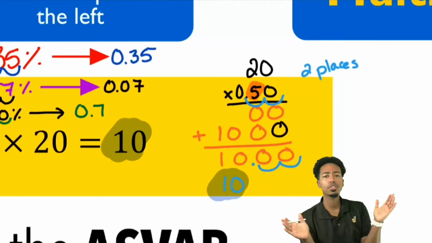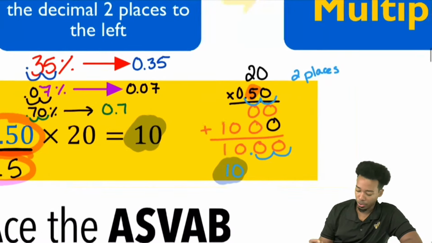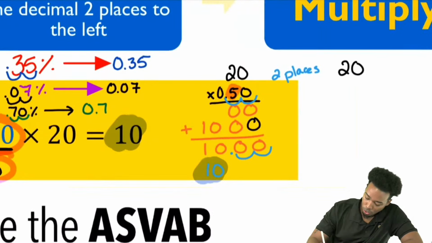Okay? So let me show you why it's important to know that these are the same number. 0.50 and 0.5, they're the same number. Let me prove it to you by doing this: 20 multiplied by 0.5.